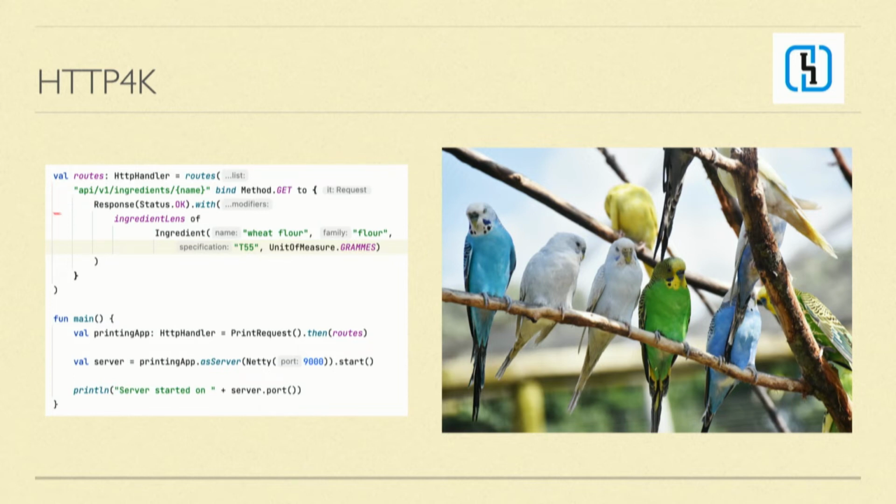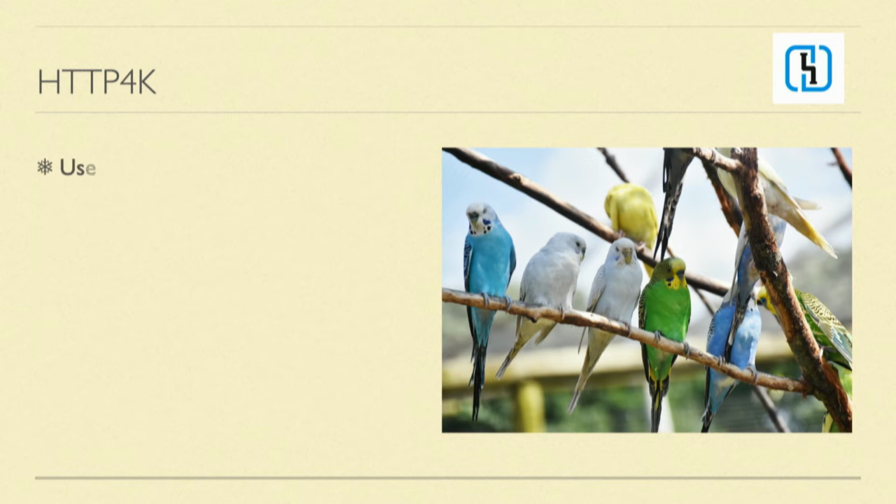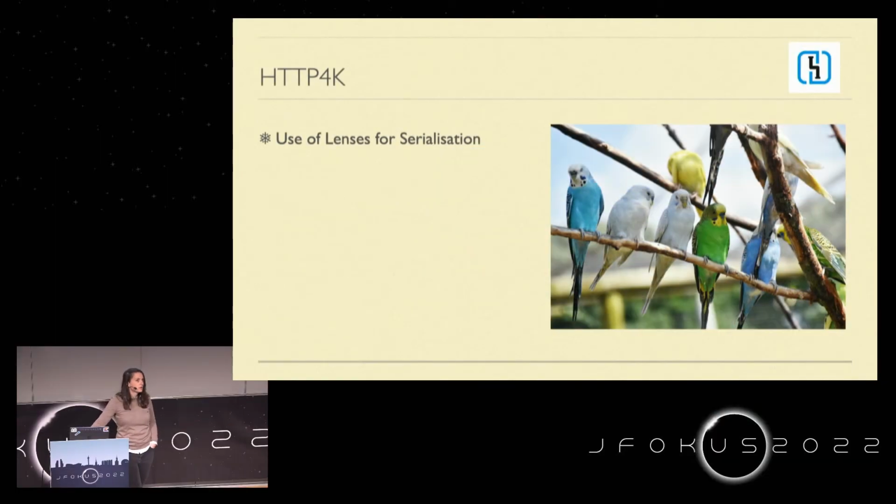If we have a look at the business logic and what the endpoint should return, we'll see something that you might not recognize. At least for me, the first time I worked with HTTP4K, it was new. I'm using an ingredient lens of ingredient. An ingredient in this case is my API object that I want to expose. So what is a lens? Well, a lens is what HTTP4K uses for serialization.